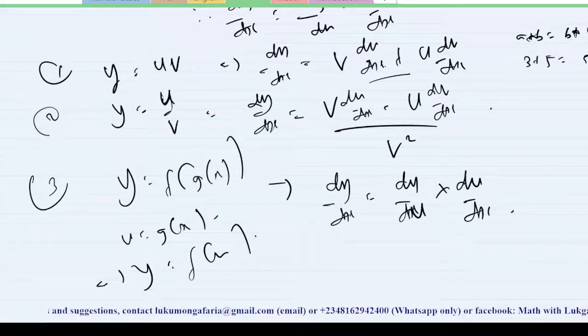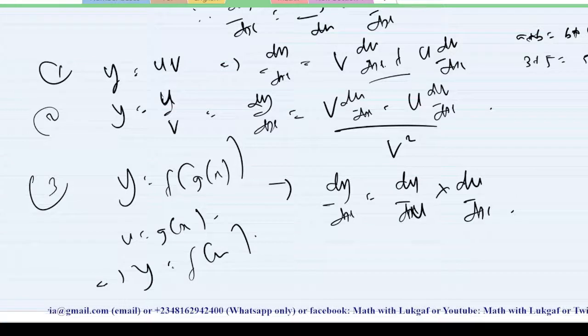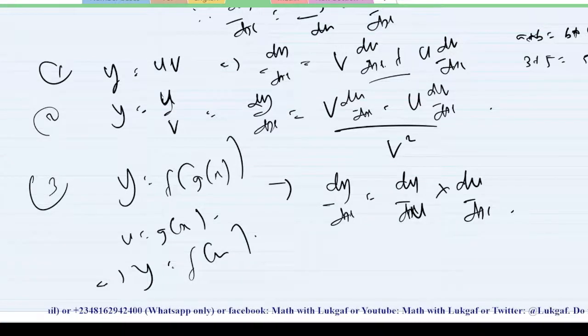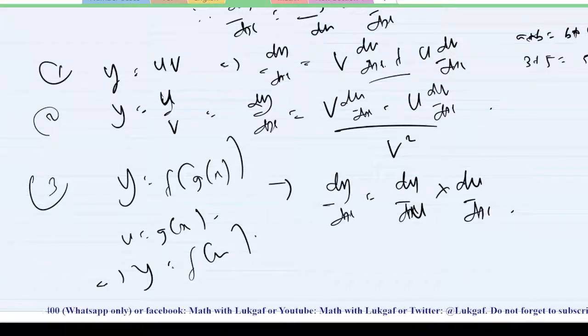In the next video, I'm going to explain how you can apply this in a problem involving derivatives.